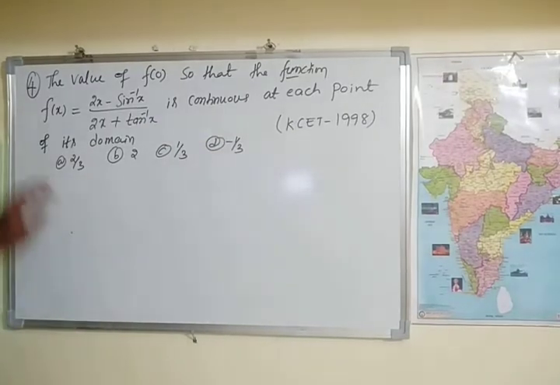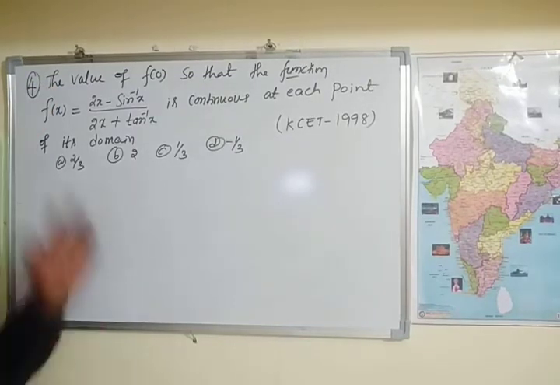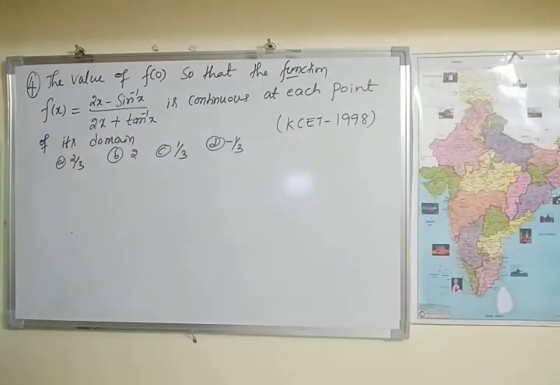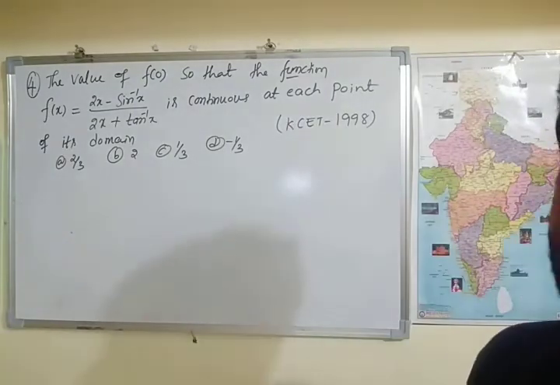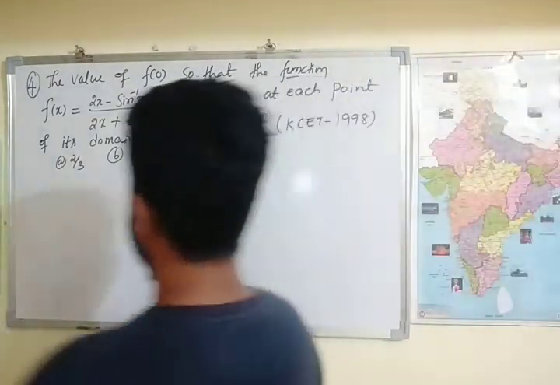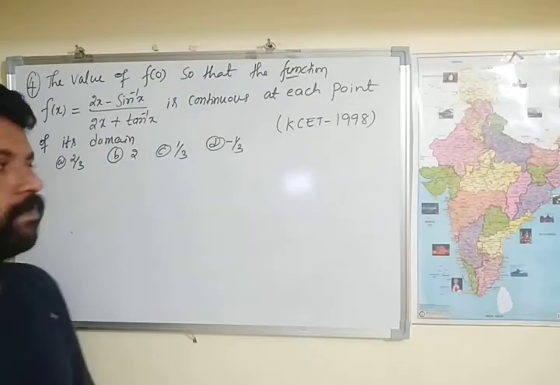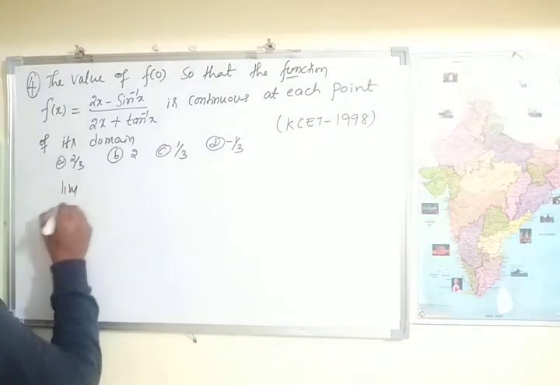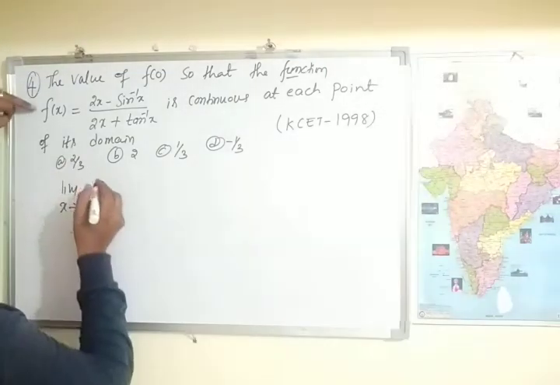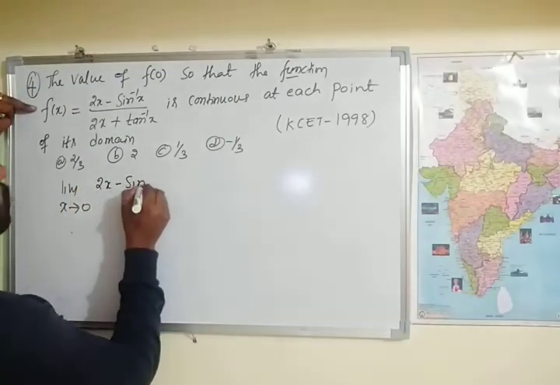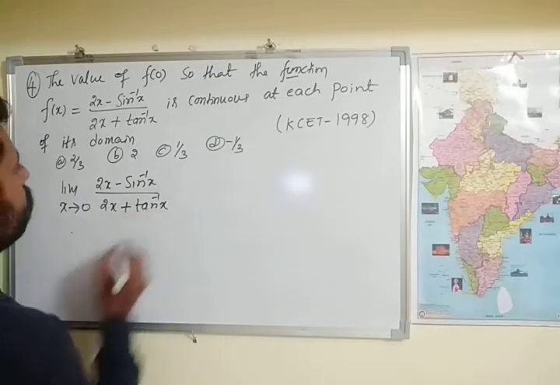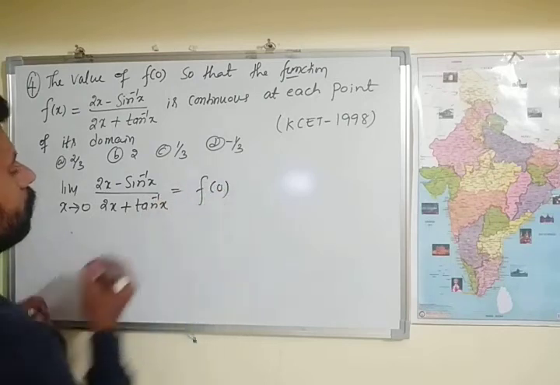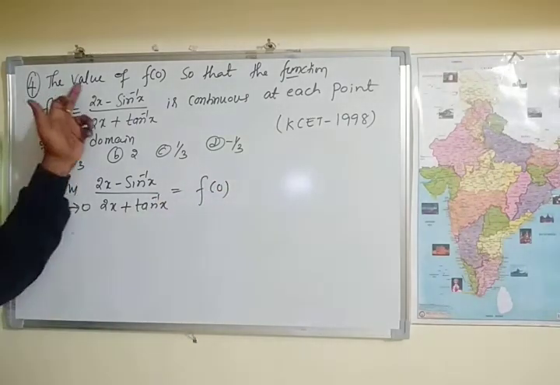See here, we have the function, and we need the value of f of 0, that is at x equal to 0. So that the function f of x is equal to 2x minus sin inverse x divided by 2x plus tan inverse of x is continuous at each point of its domain. Here also we use the same definition: limit x tends to 0 of f of x is equal to f of 0.